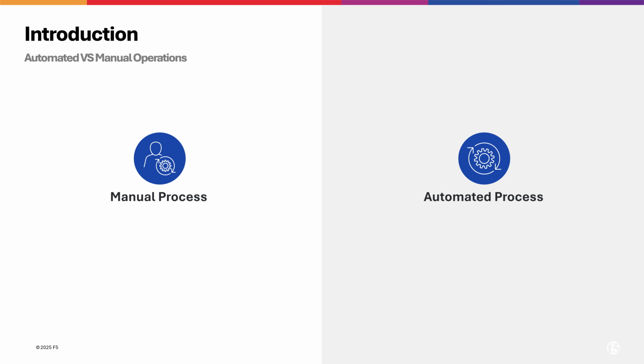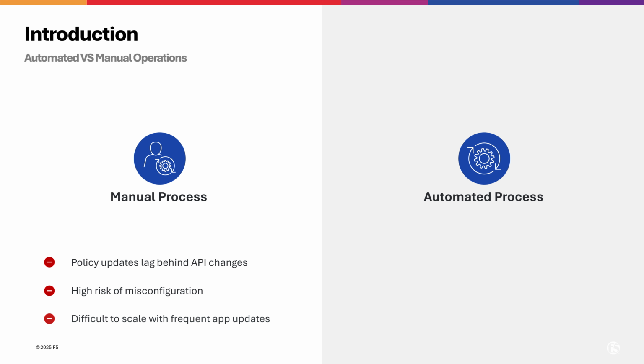This chapter explains how to automate API endpoint protection using BigIP Application Security Manager with OpenAPI schema validation. Modern applications frequently update their APIs. If a security policy is not updated at the same time, these changes can leave the application open to attacks.